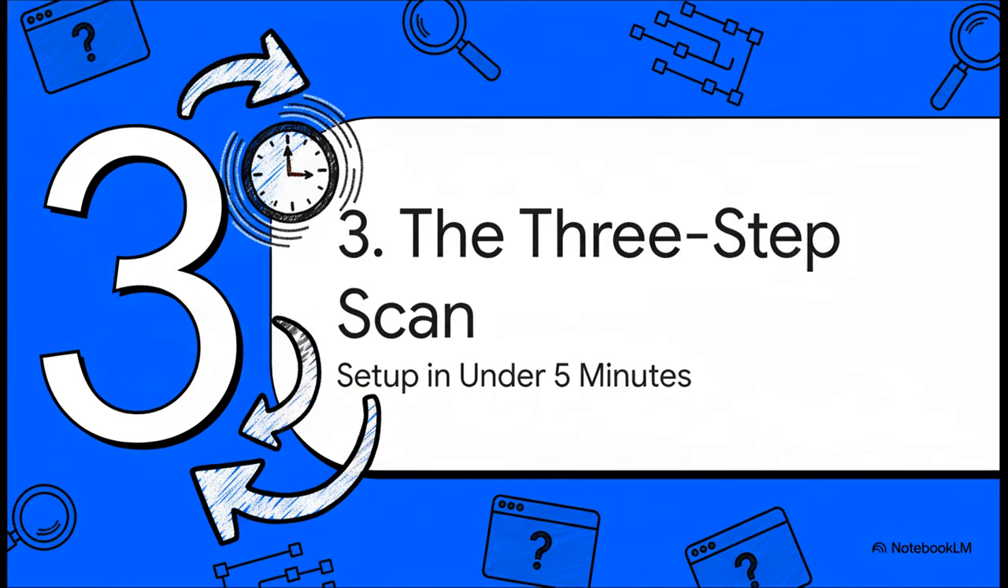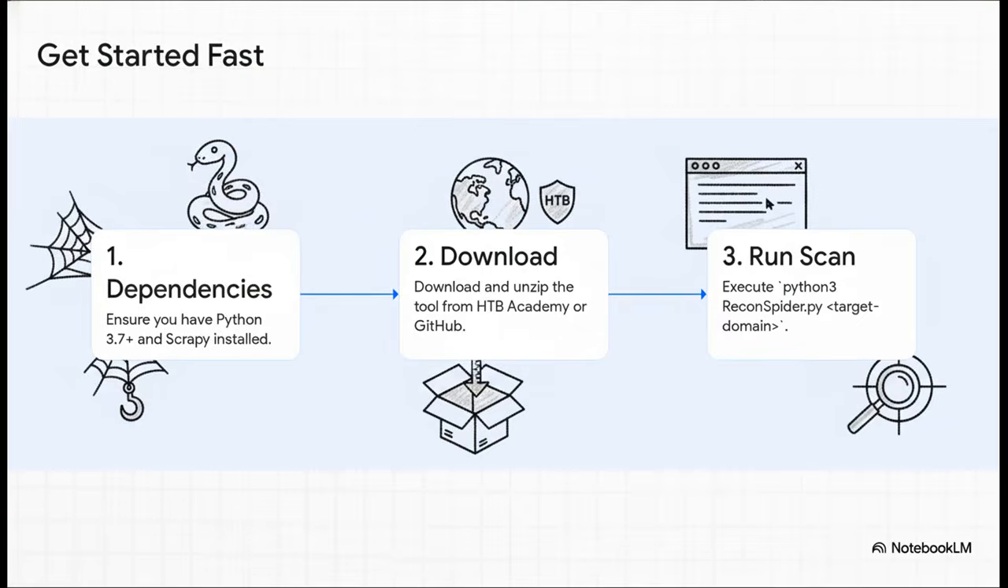And the best part? Getting ReconSpider up and running is ridiculously simple. Seriously, you can be ready to scan in like under 5 minutes. It's really just 3 easy steps. 1, make sure you've got Python 3.7 or higher and the Scrapy library installed. 2, you just download and unzip the tool from HTB Academy. And 3, you run it with a single simple command pointing it right at your target. That is it. It's so incredibly straightforward.